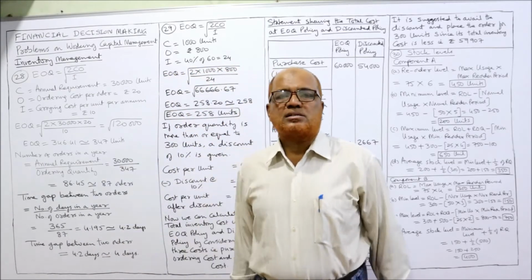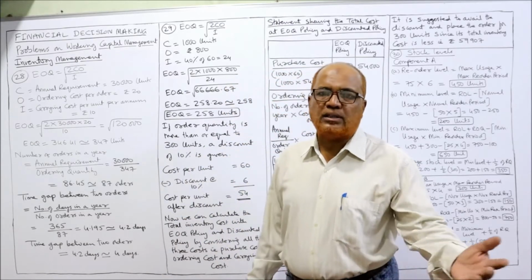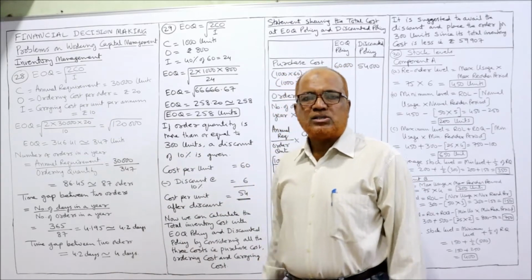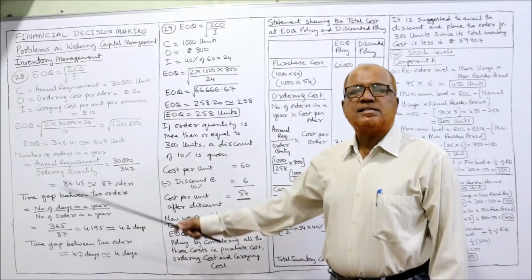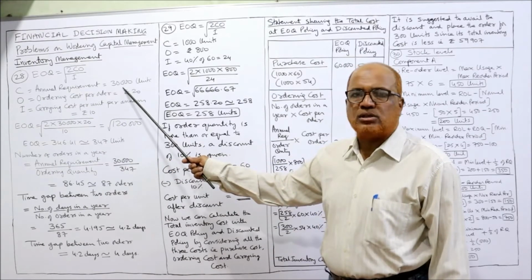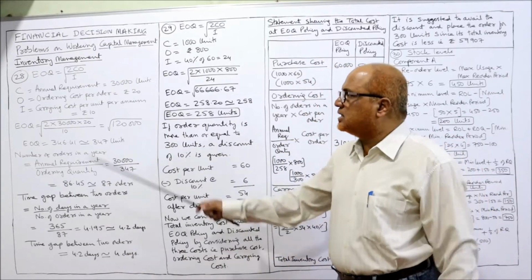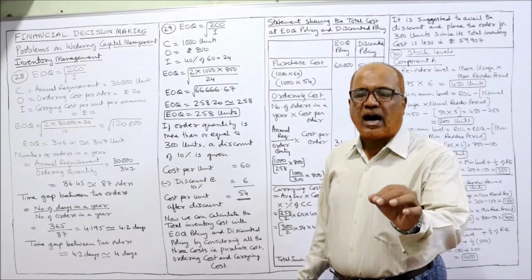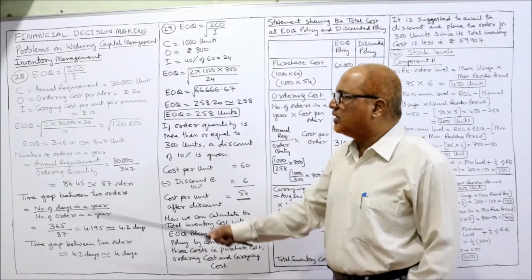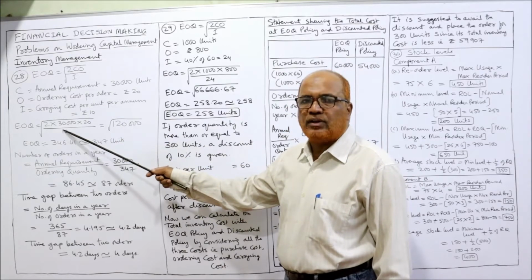So 3 questions are asked. The first question is asking you to calculate the EOQ. Already in the last video, so many problems we have done. Now, EOQ, the formula is square root of 2CO by I. C stands for annual usage or annual requirement, that is given, 30,000 units. O stands for ordering cost per order, that is given, 20 rupees. And I stands for carrying cost per unit per annum, that is directly given in the problem, 10 rupees. Now substitute all these values in the formula of EOQ.